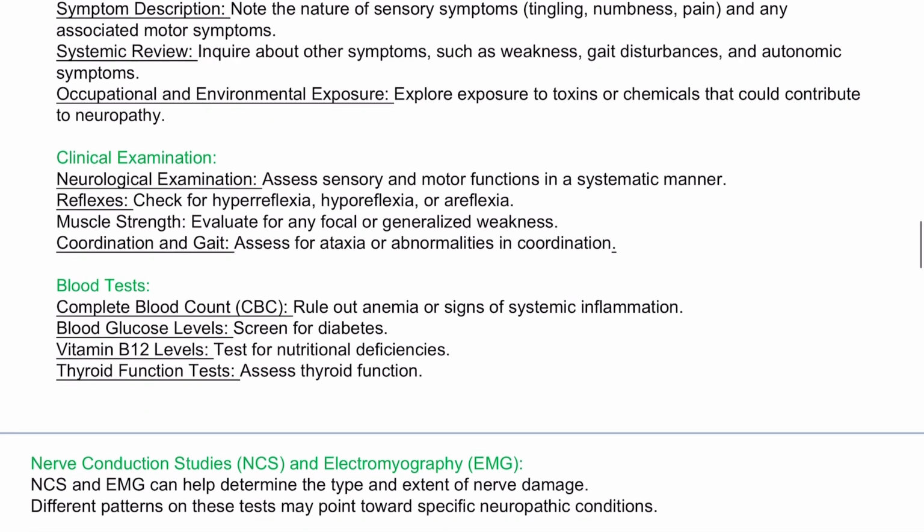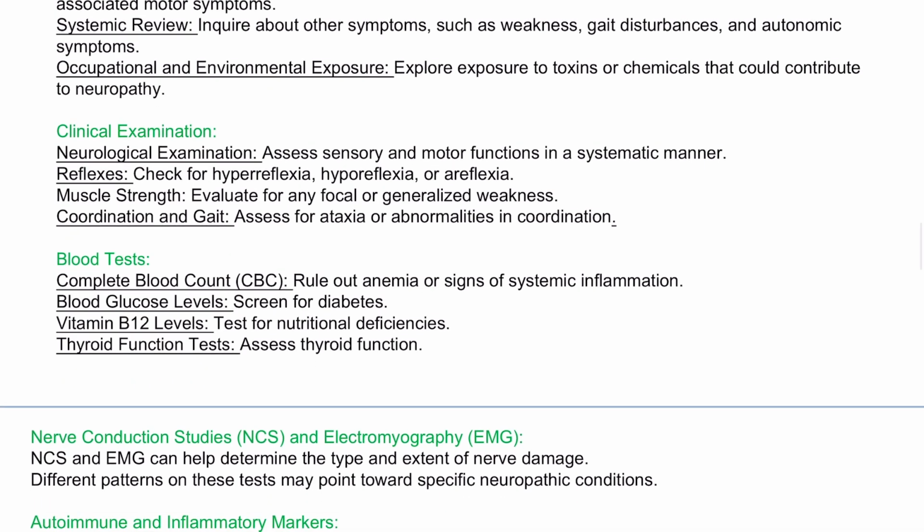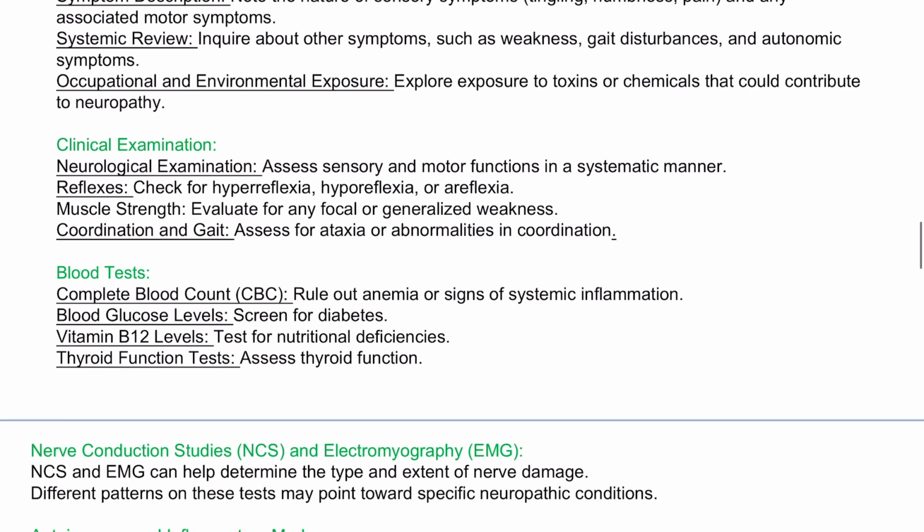Then obviously we're going to proceed with the clinical examination, the neurological examination. Same thing: we have to assess sensory and motor function in a systematic manner. We're going to check reflexes, muscle strength, coordination, and gait. So with the examination, we may have some idea about the cause of the peripheral neuropathy.